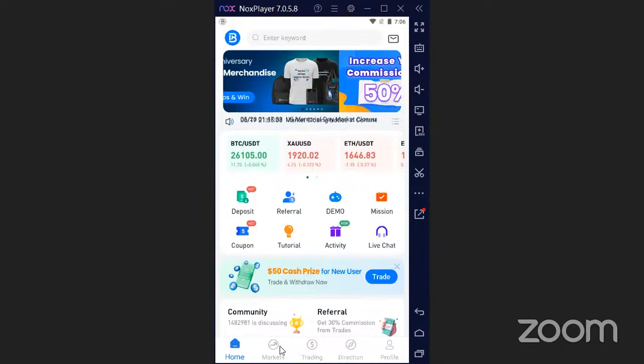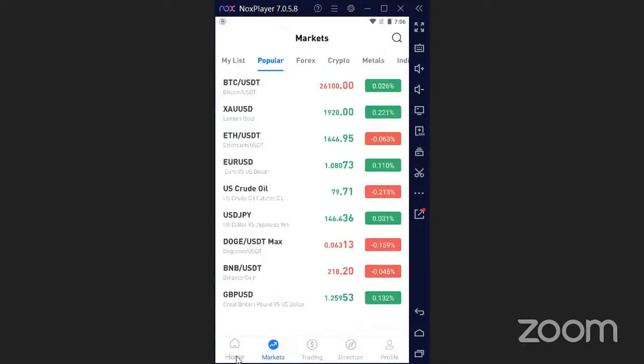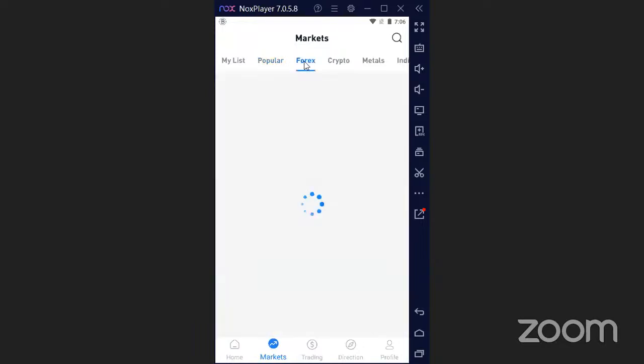Now, please, I want you guys to come to market. Okay, here where you see market, come to market at the bottom here. After the home, come to market, click on the market. Now, this is what we call currency pairs. So, okay, this is popular. Let's go to Forex, because this is the major thing we are learning. This is Forex. Come to Forex.